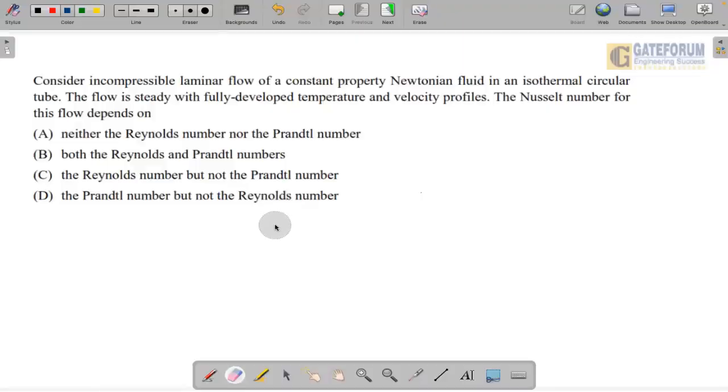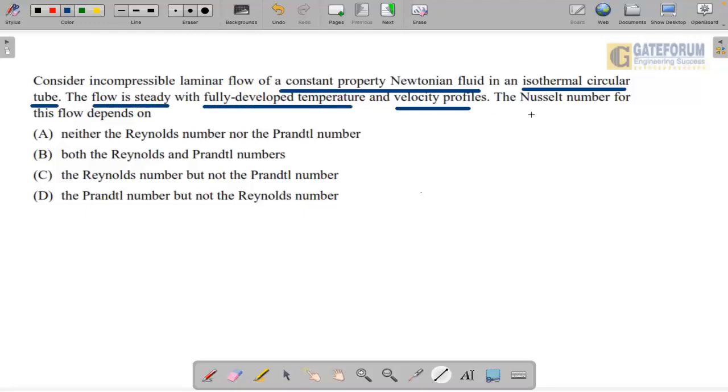Hi everyone. The first problem that I am going to discuss today is from the thermal science topic. The problem is: consider incompressible laminar flow of a constant property Newtonian fluid. This is a very important line. Constant property Newtonian fluid in an isothermal circular tube. The flow is steady with fully developed temperature and velocity profile. The Nusselt number of this flow depends upon.